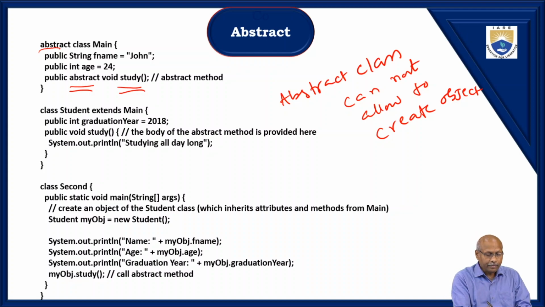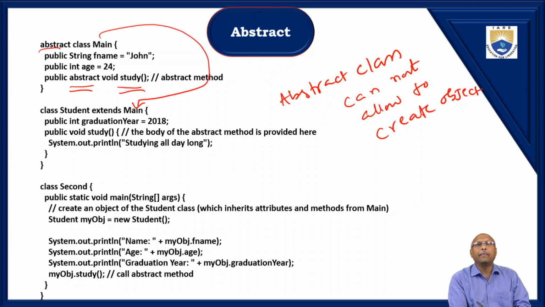Now, class student extends main. This main class I should implement in the child. So every abstract method must and should be overridden in the child class. Now in the student class I am overriding. Student is the child of the main class. Now whenever you are overriding, this method, what method? The study method is my abstract method.